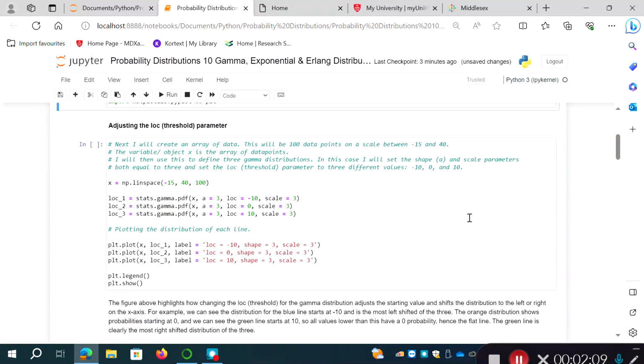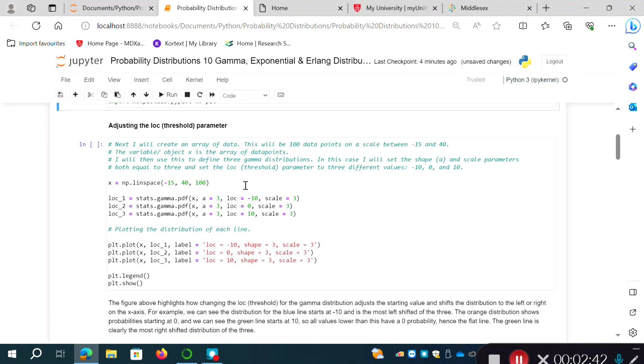Okay, so let's look first at a gamma. We'll generate some data that follows a gamma distribution, and we'll adjust the threshold or loc parameter. So to do this, I'm going to create an array of data, and that's going to be 100 data points on a scale from -15 to 40. This object x is basically going to be an array of 100 data points. And I'll use that vector of data points to define three gamma distributions.